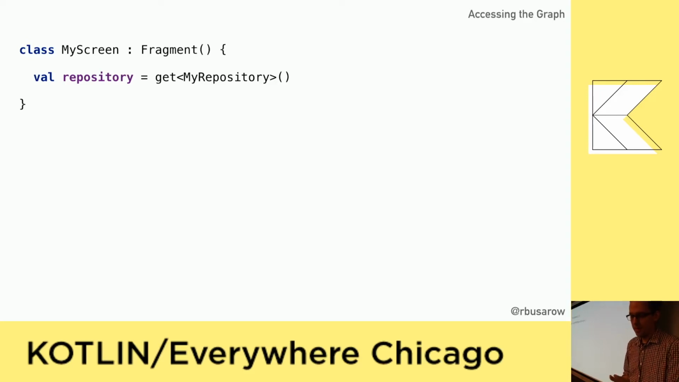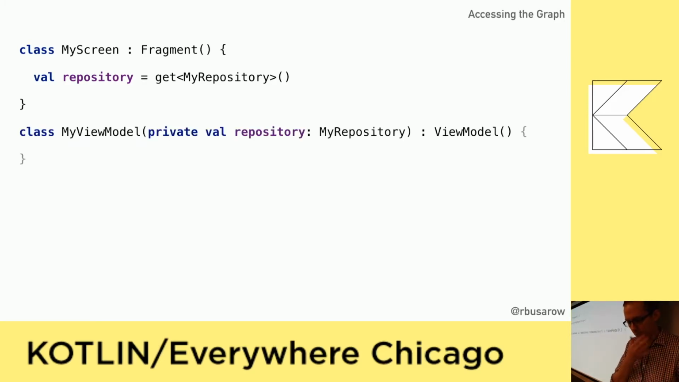But it gets better. If the screen is actually a fragment, of course it is, then we get this for free. There's an extensions library for Android, which gives us all of these extensions for lifecycle components. That's using component callbacks. So activities and fragments and services never need to implement the Koin component interface. Thing is, though, the screen shouldn't be dealing with repositories, right? The screen should be dealing with ViewModels. So let's give it a view model.